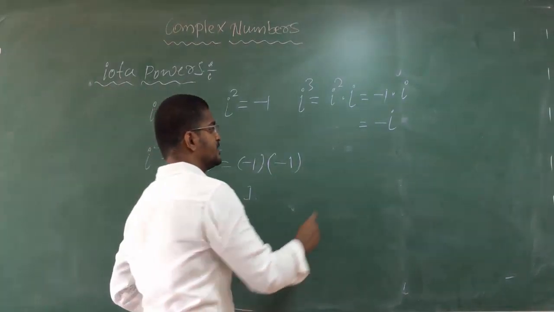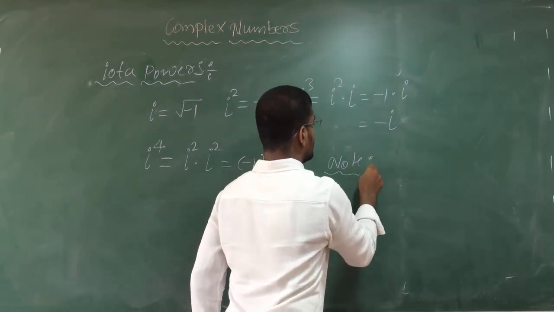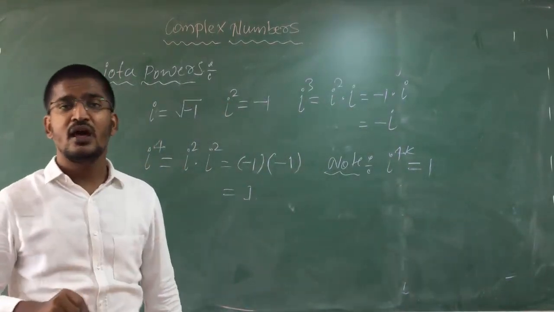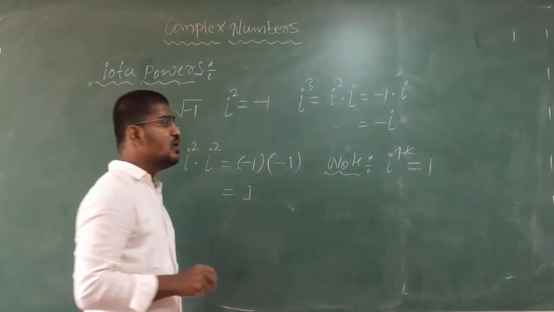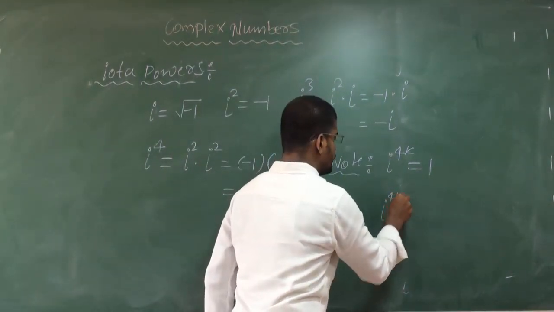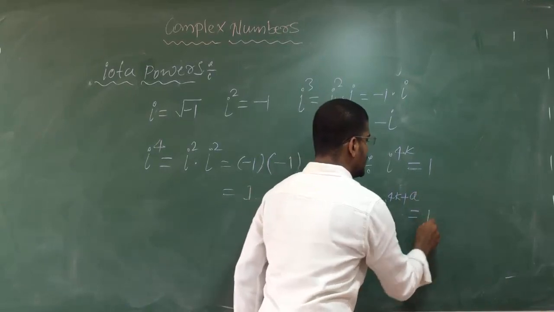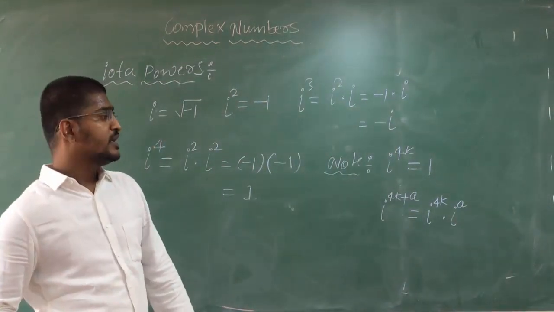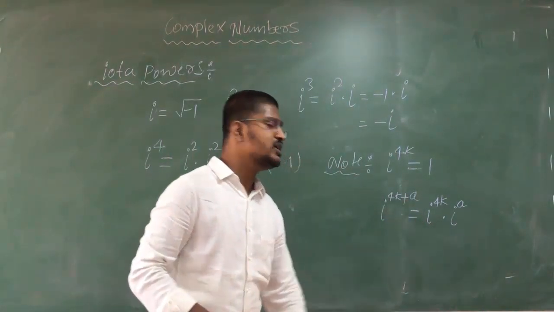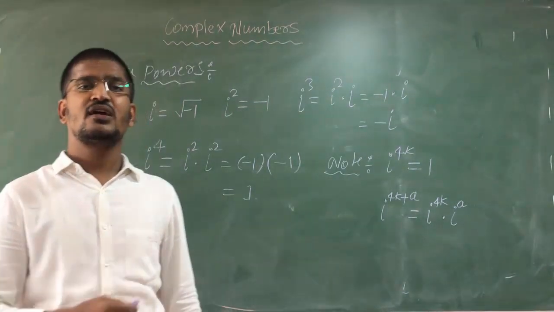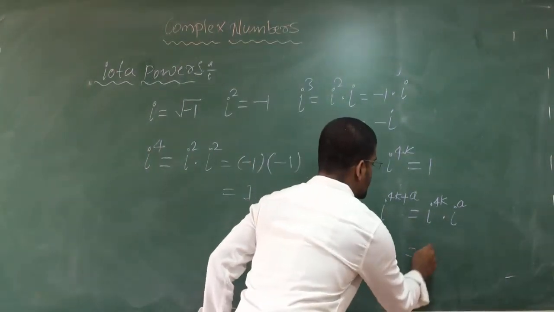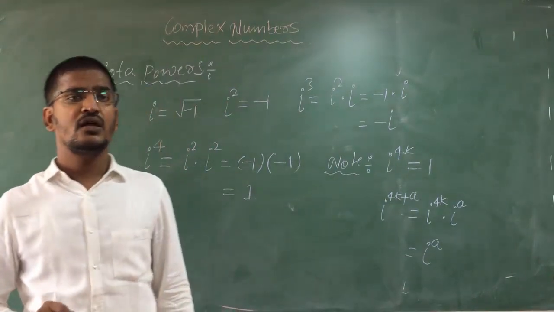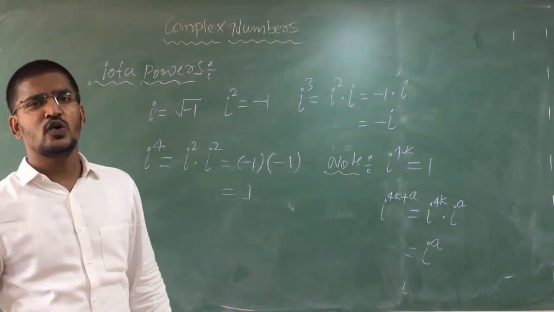So make a note that i to the power of 4k will always be equal to 1, and i to the power of 4k plus a can be written as i to the power of 4k into i raised to a. Clear? I think here you know that it will be equal to i raised to a, because i to the power of 4k is 1. Clear? Okay. This is what the powers of iota says.